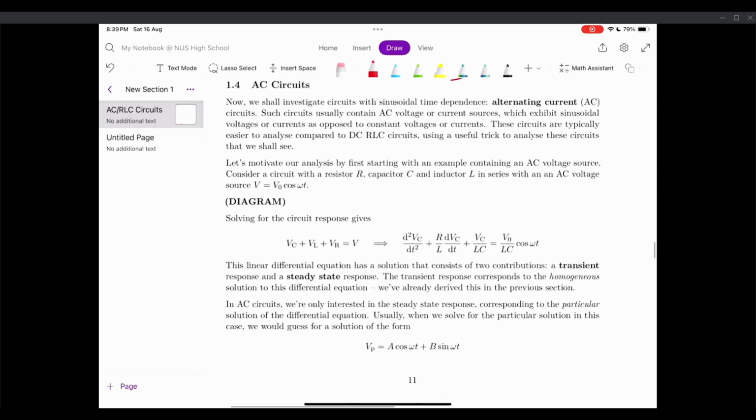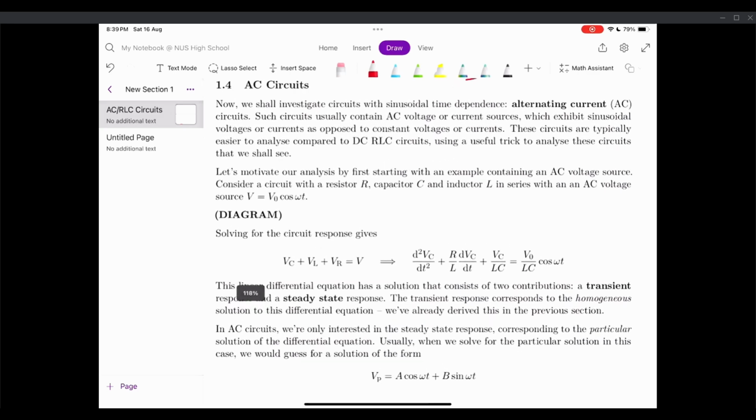Now we get to the more important part, which is AC circuits. Okay, so we've previously discussed RLC circuits, which usually involve some constant voltage source. It doesn't have to be constant, because if you have a time dependent source, you can always just solve for the time dependence as usual, except your differential equation will have that function of the voltage source.